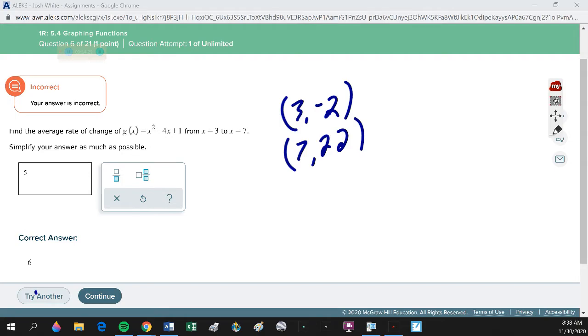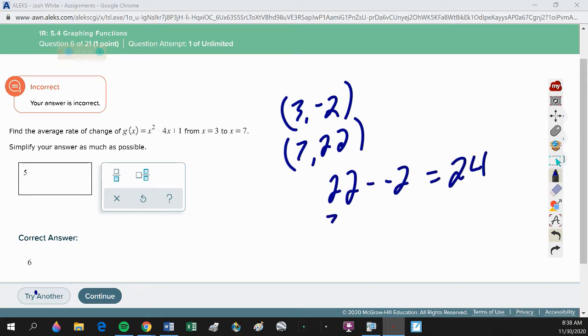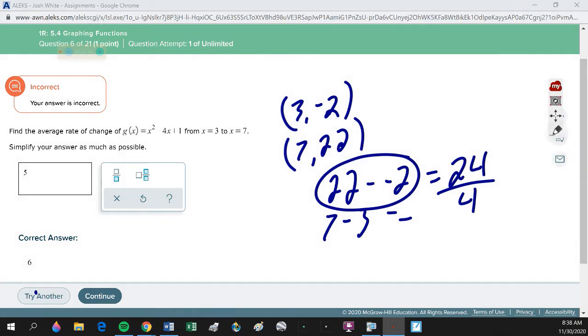Okay. I know what I did wrong. 22 minus negative 2 is 24. And then 7 minus 3 is 4. So the answer is 6. I just added those wrong. Do you guys want to see another one of those? Okay.